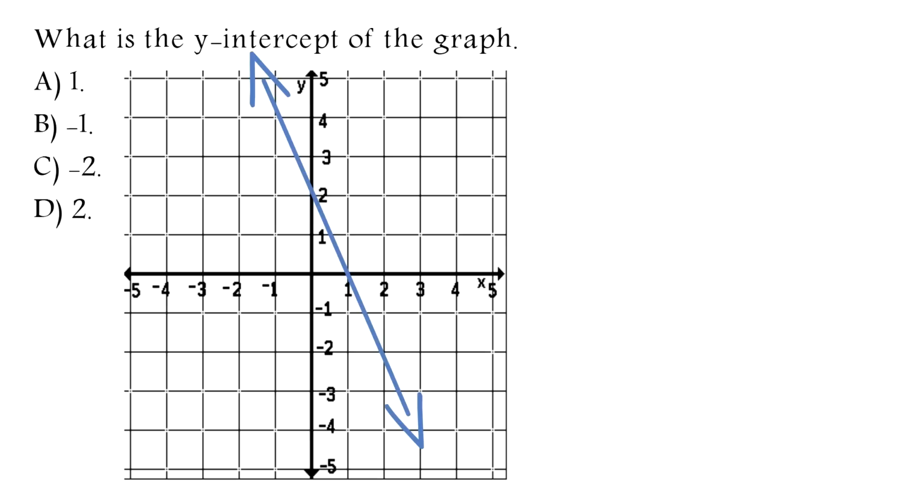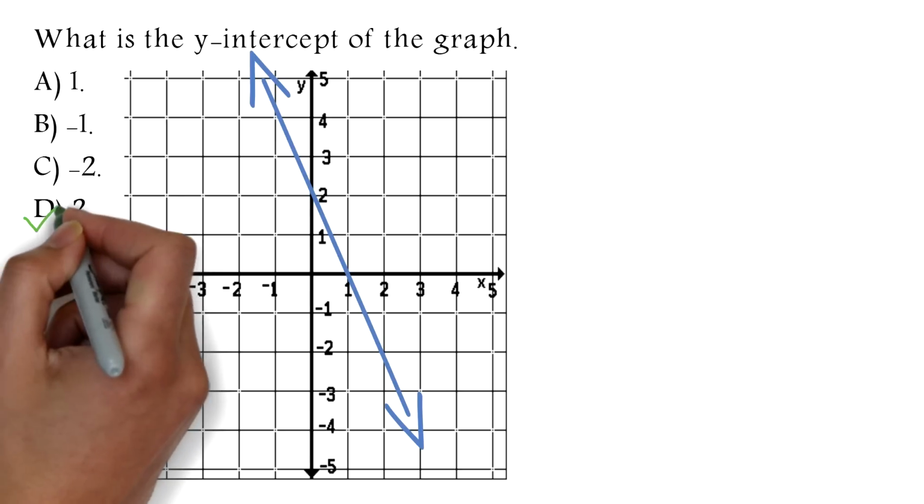What is the y-intercept of the graph? A, 1. B, -1. C, -2. D, 2. The correct answer is D, 2.